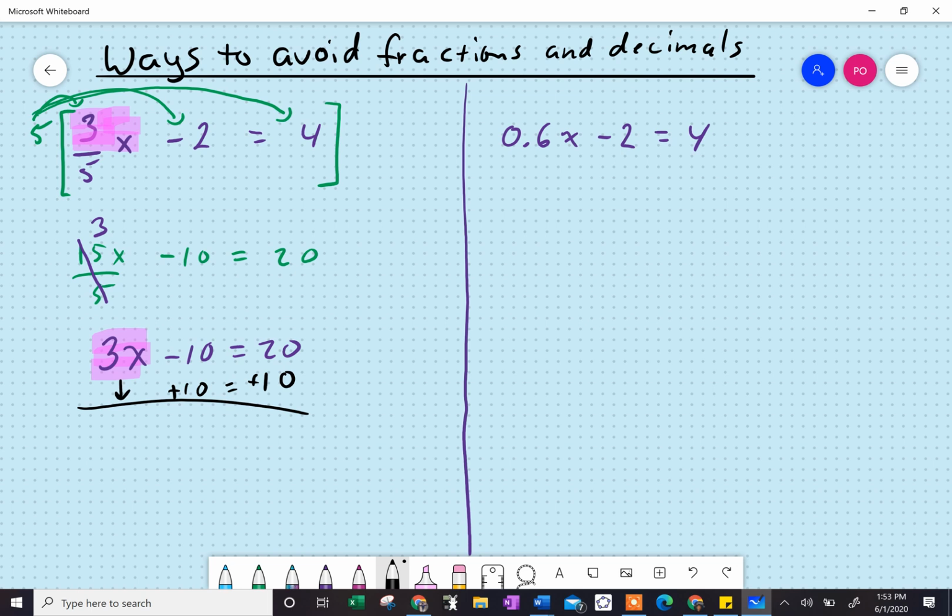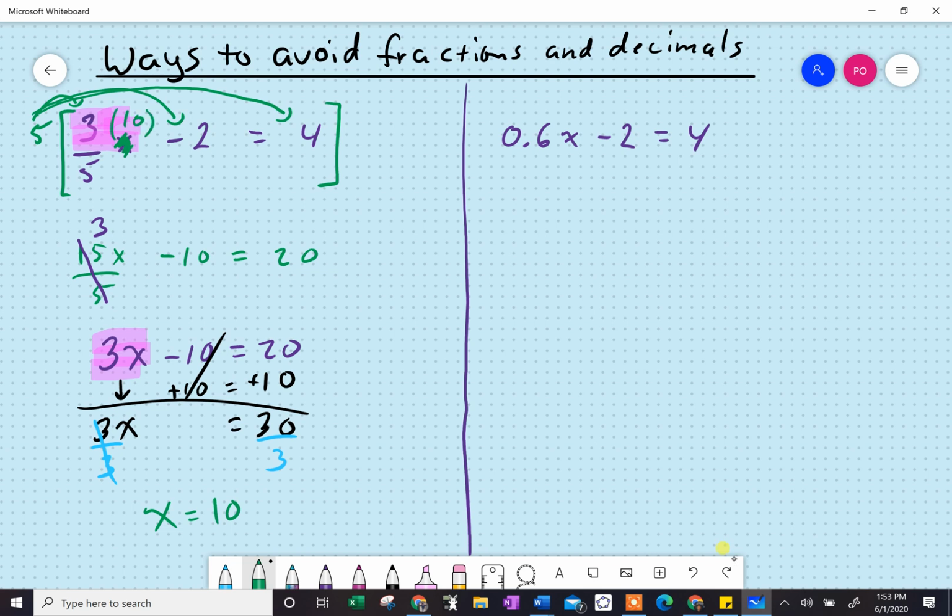The 3x just comes down, a negative 10 and a positive 10 adds to 0, 20 plus 10 is 30. Why I just wrote a 1, I don't know. And then I don't want 3x's, I want to find the value of 1x, so I'm going to divide both sides by 3. And when I do, I'm left with x is equal to 30 divided by 3 is 10. And that's it.